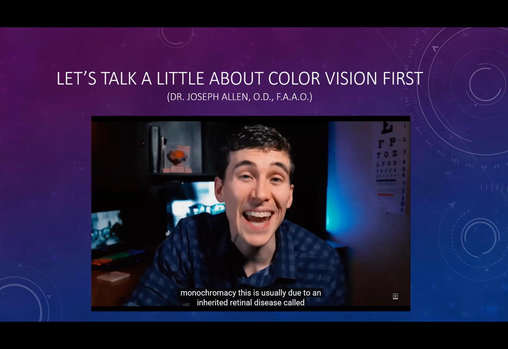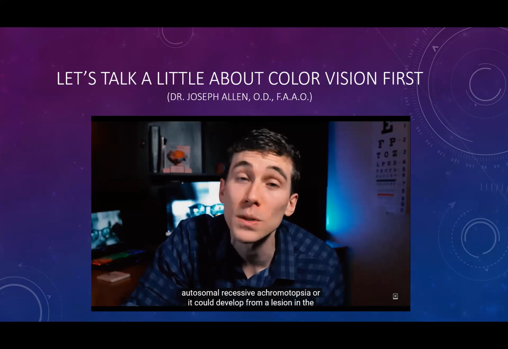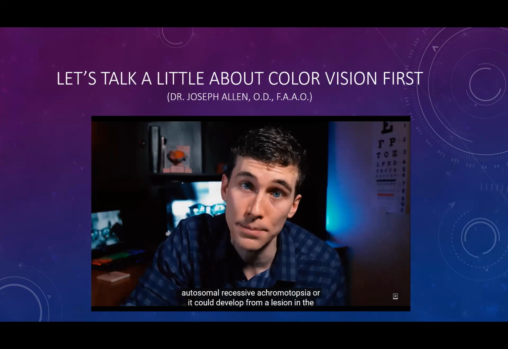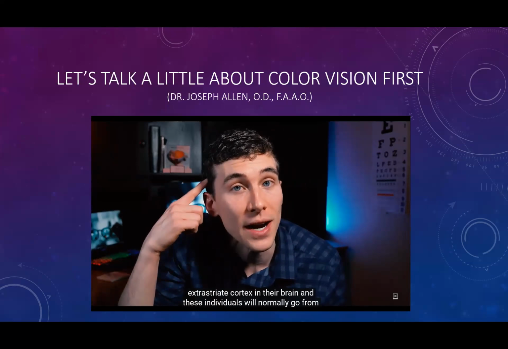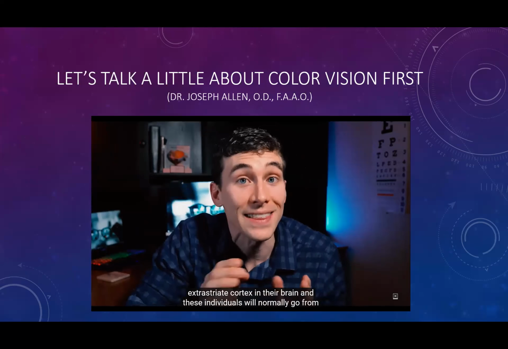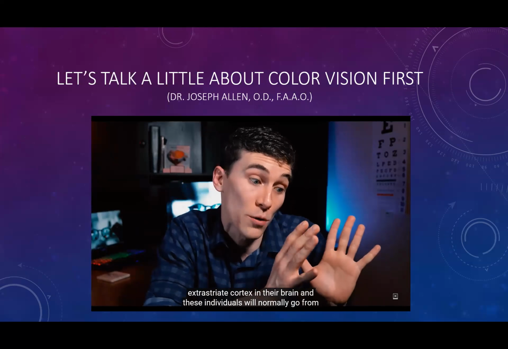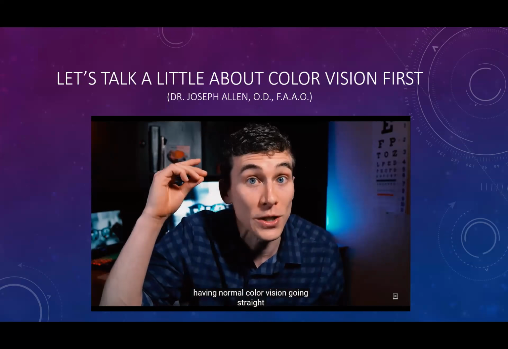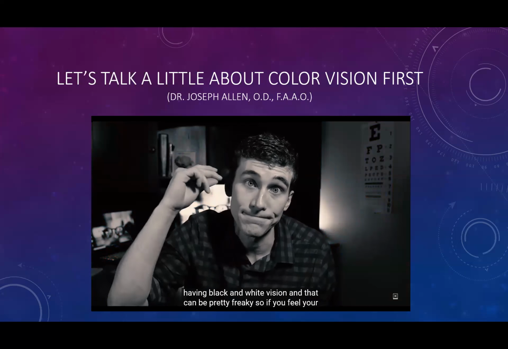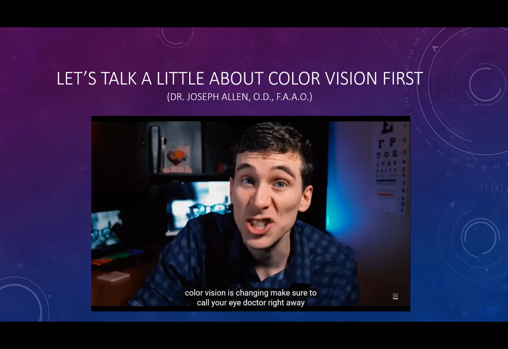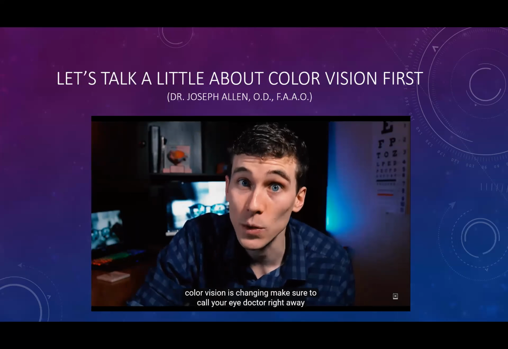This is usually due to an inherited retinal disease called autosomal recessive achromatopsia, or it could develop from a lesion in the extrastriate cortex in their brain. And these individuals will normally go from having normal color vision straight to having black and white vision, and that can be pretty freaky. So if you feel your color vision is changing, make sure to call your eye doctor right away.